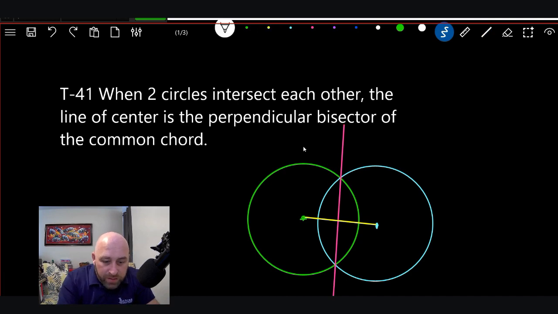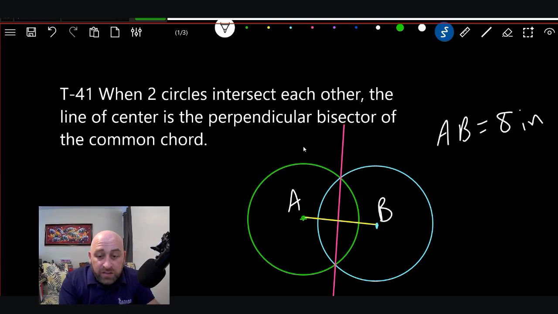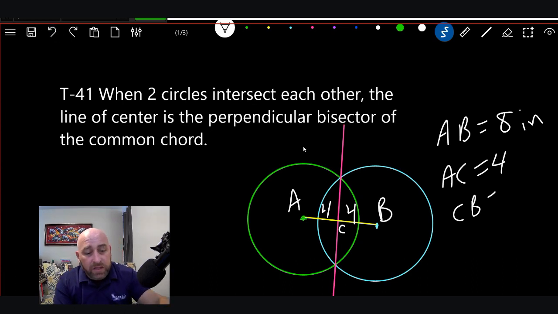So if you were to measure this, let's say that this whole line right here, from here to here, the yellow line, is A and B. So we say line AB equals 8 inches. Let's just say that. Well, when we put this common chord in here, it's going to cut it, and that's going to be 4, and that's going to be 4. We could call this point C. So then we would say AC is going to equal 4, and CB is going to equal 4 as well. It's bisected, it's cut in half.